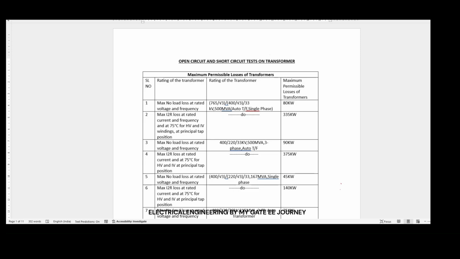Hi all. Today let us discuss short circuit and open circuit tests on transformer. The main purpose of these tests is to know the equivalent circuit of the transformer, which further tells us what the core losses are and what the full load copper losses, or I square R losses, are.